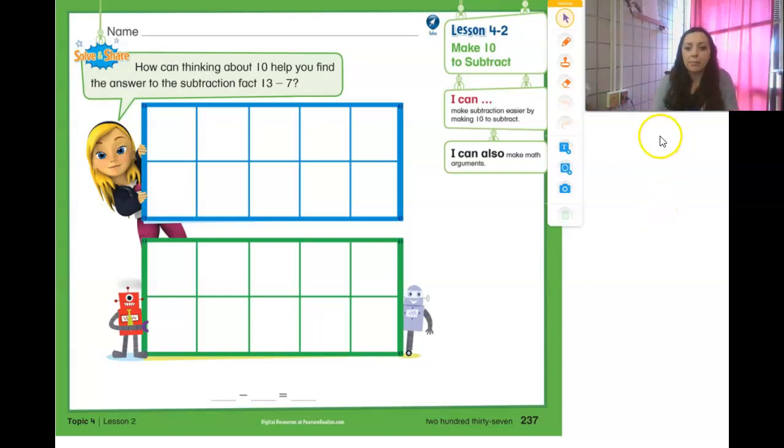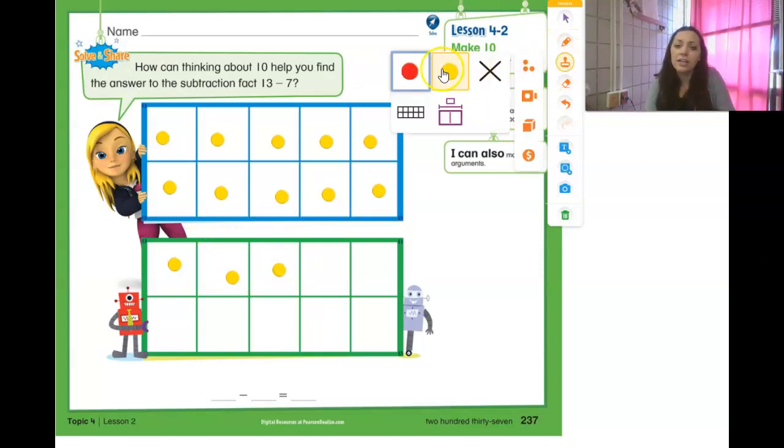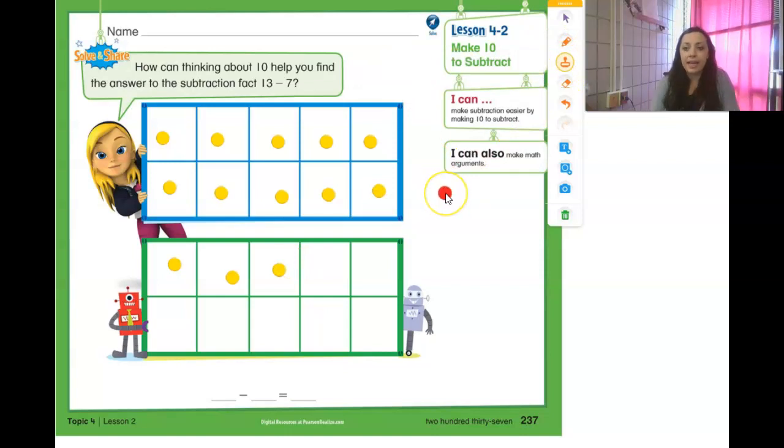If I have the number 13, so I'm going to go ahead and fill in 13. 1, 2, 3, 4, 5, 6, 7, 8, 9, 10, 11, 12, 13. And I want to figure out, how can making 10 help me subtract 7?